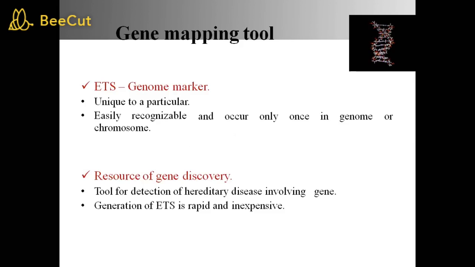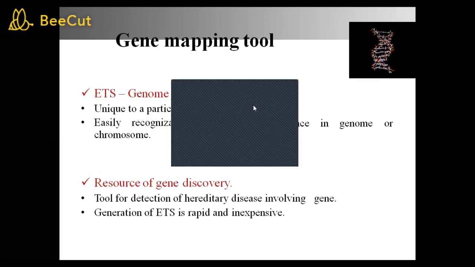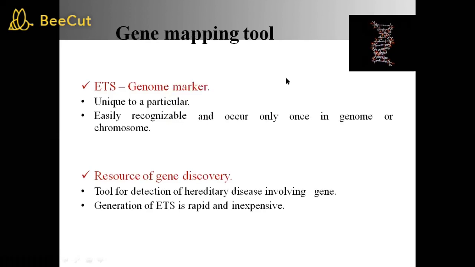And next, these are the gene mapping tool, expressed sequence tags. These work as a genome marker because expressed sequence tags are unique to a particular tissue, because we are extracting that particular mRNA molecule from either cells or tissues or organs. Then these expressed sequence tags are easily recognizable and occur only once in a genome or chromosome.